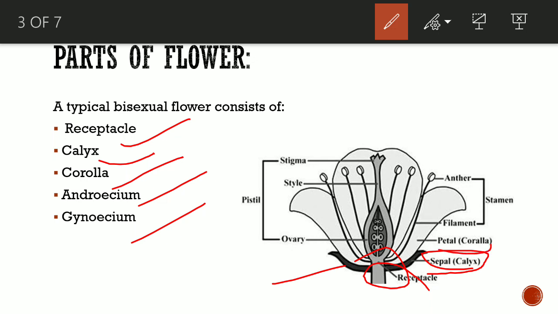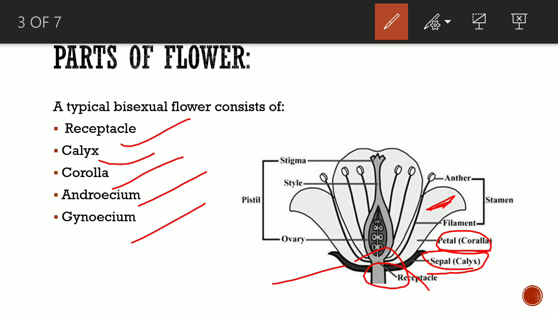Now, what is corolla? Corolla is the vegetative or helping wall of flower. Consists of colorful petals. These petals are colorful because of the presence of anthocyanin and carotenoid. Petals help to attract insects for pollination.